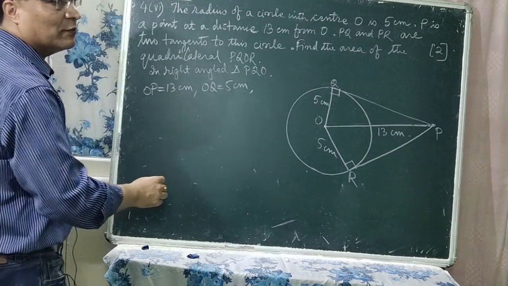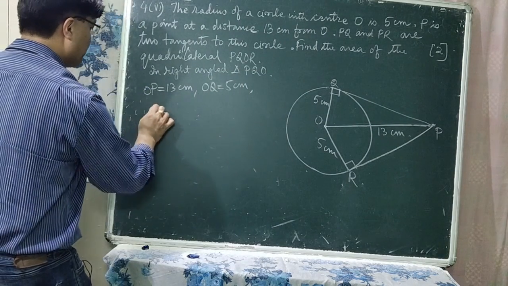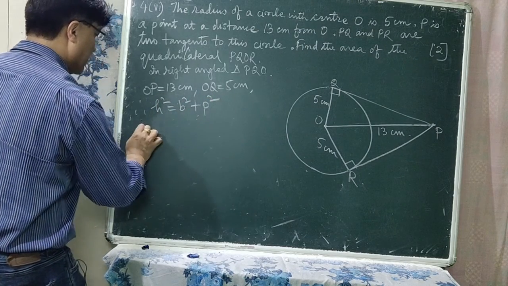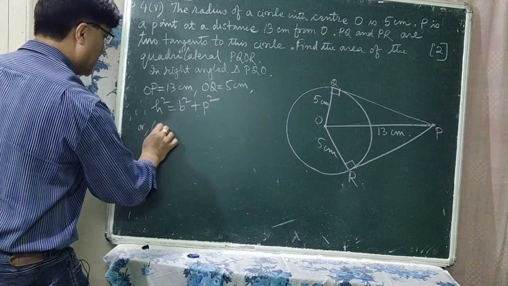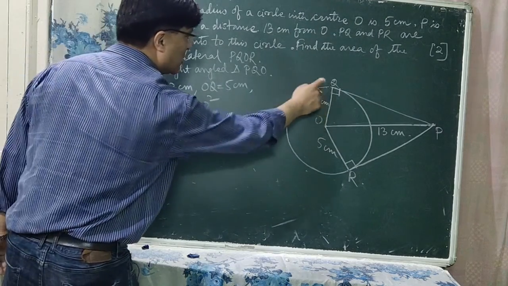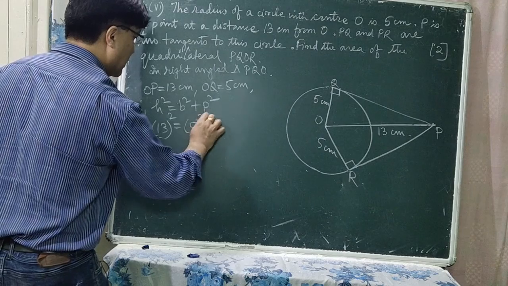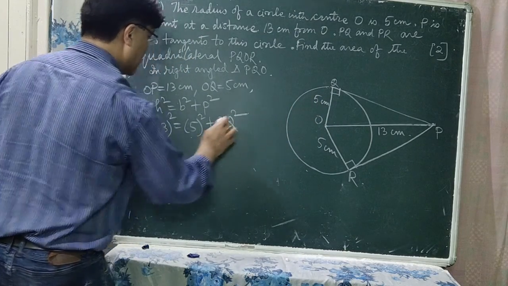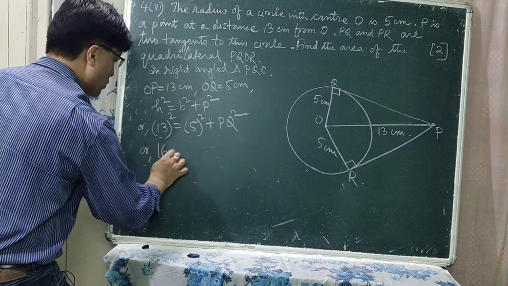Now we have to get the length of PQ. So you know that H square is equal to B square plus P square. In this case, what is H whole square? That is your 13 whole square is equal to, what is B square? B square is 5 whole square. And what is P square? P square is PQ square. Right? Let us simplify it.